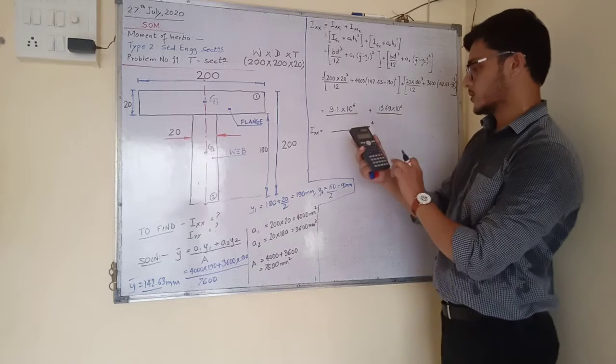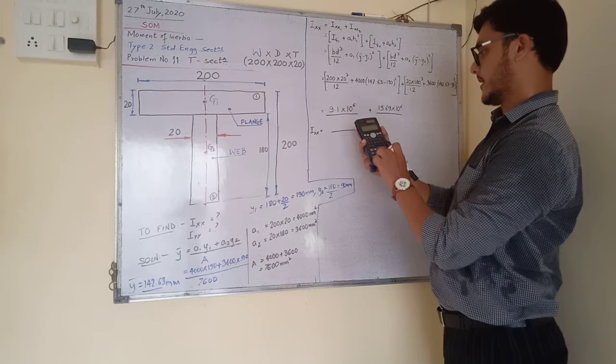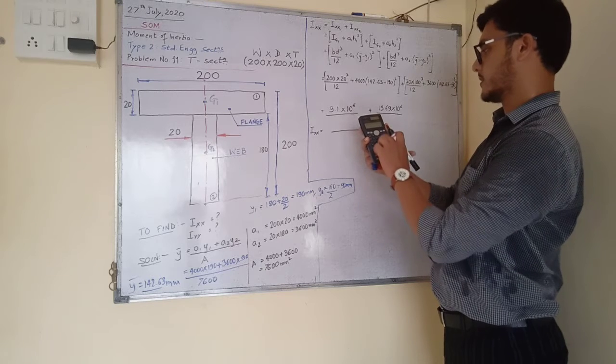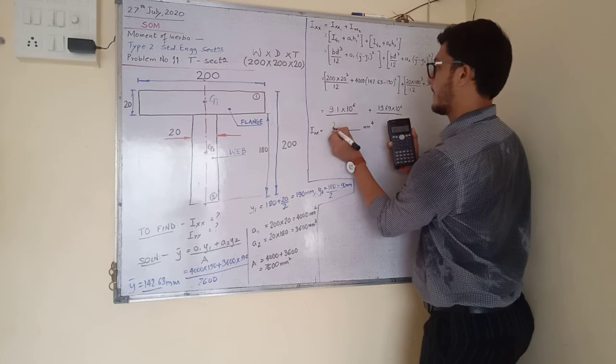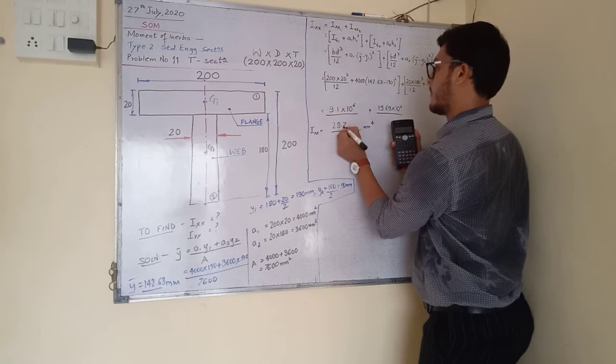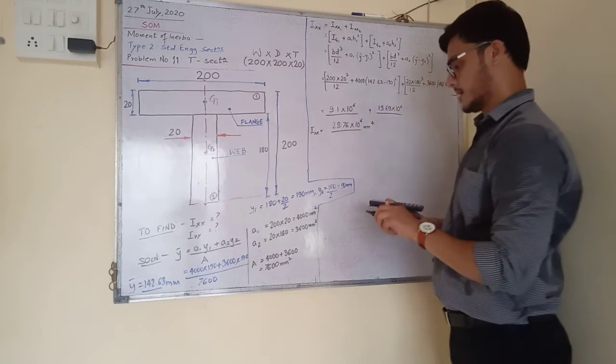Okay, now adding these two, 19.69 plus 9.1 into 10 raised to 6. So 28.79 into 10 raised to 6. This is the answer of Ixx.